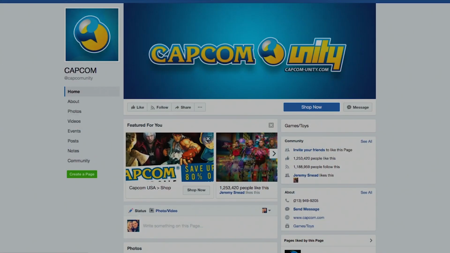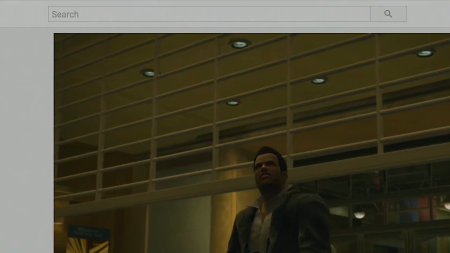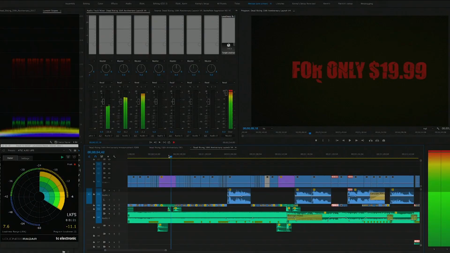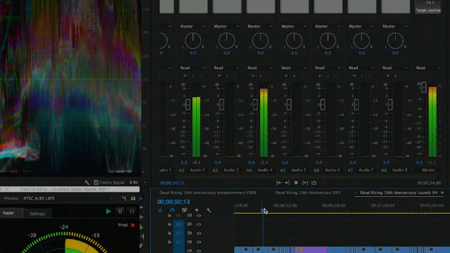So in the end, the client was very happy with not just the creative vision, but the execution of the graphics and the gameplay capture, and of course the construction of the entire trailer, the editing of all of those elements of music and graphics together.